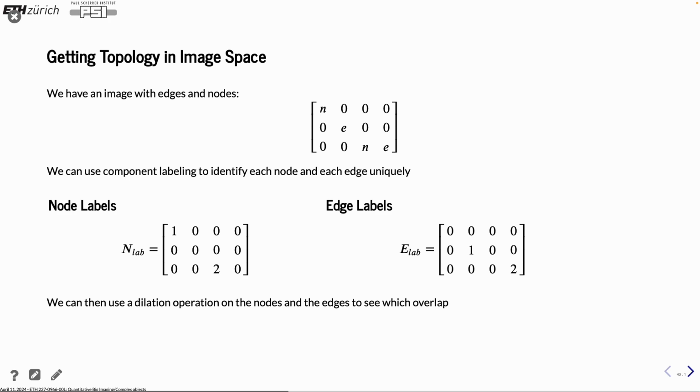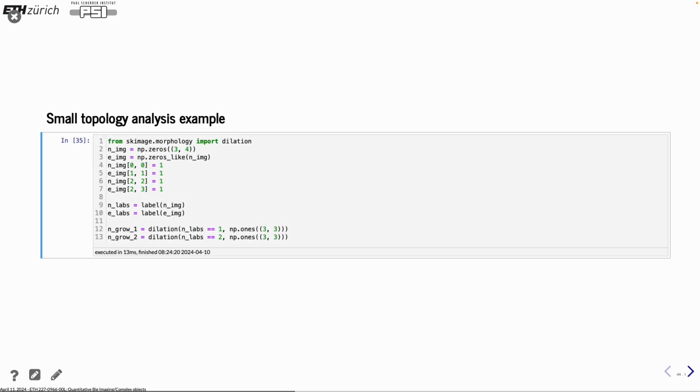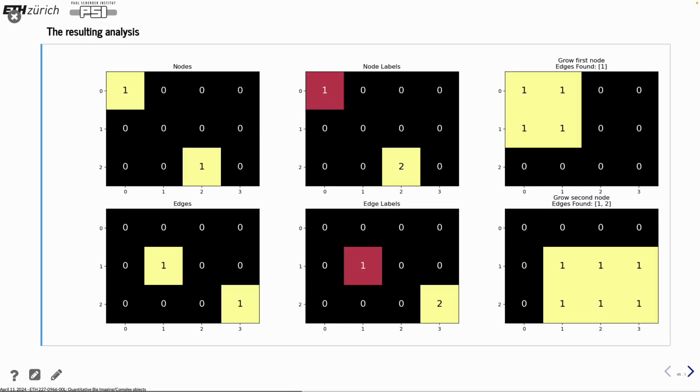And to do that, we use a dilation operation from the morphology and code for that. So we are actually creating this image. We label the different parts and apply the dilation to first labels of 1 and then labels of 2. And the result of that analysis is first we have the nodes, and they get labeled. And when we first grow node 1, we get this blob here.